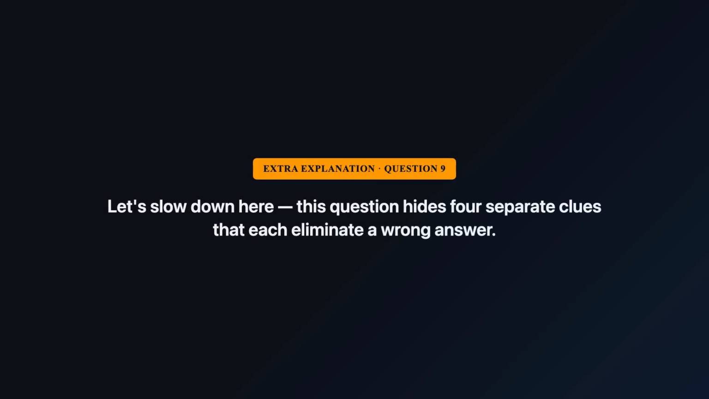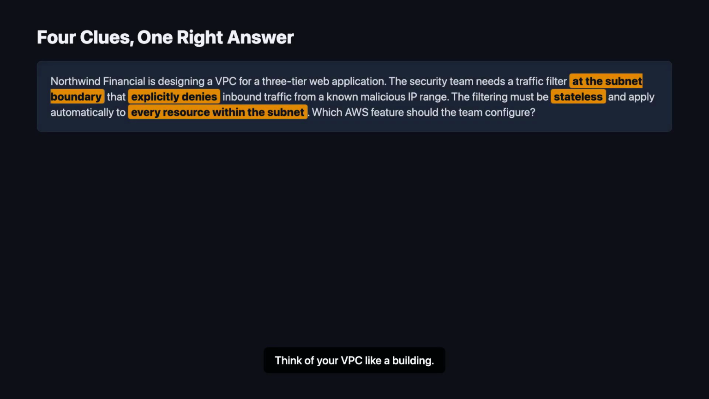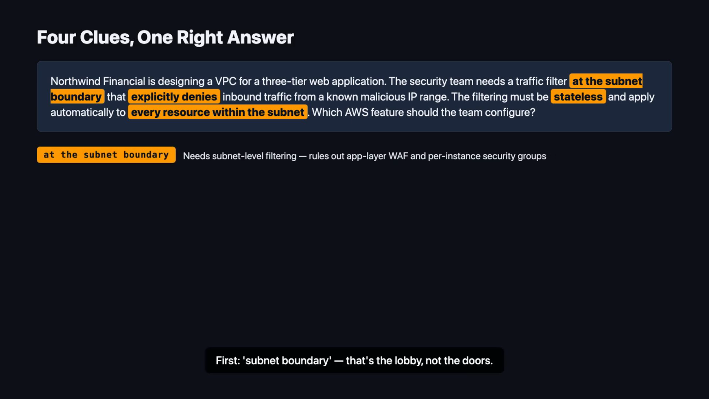Let's slow down here. This question hides 4 separate clues that each eliminate a wrong answer. Think of your VPC like a building. Security groups are locks on individual office doors. NACLs, network access control lists, are the security desk in the lobby. This question gives you 4 clues. First, subnet boundary, that's the lobby, not the doors.